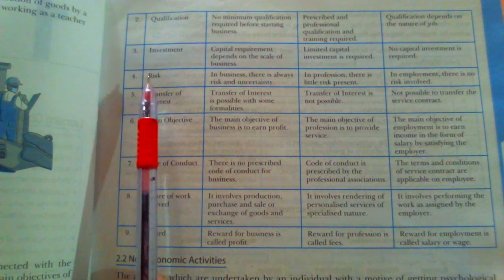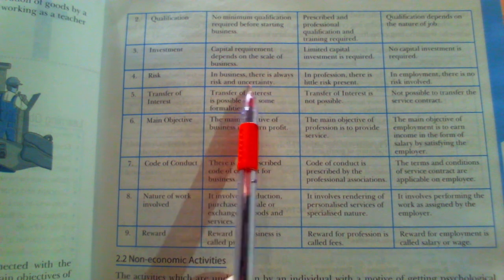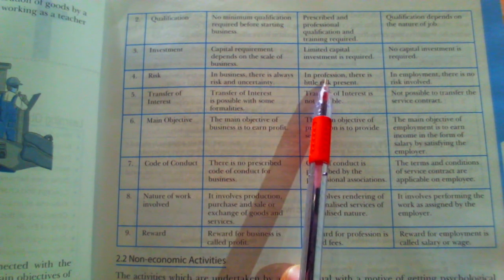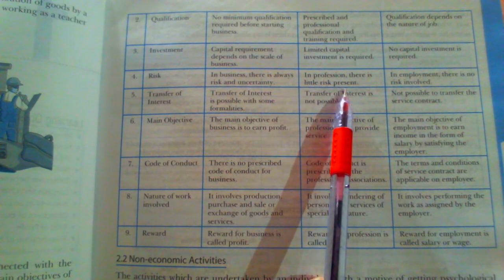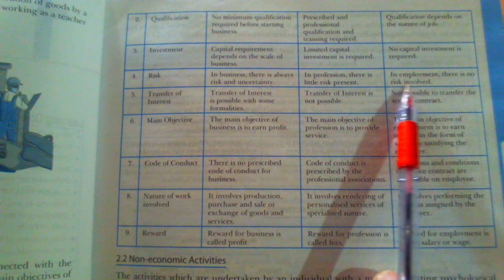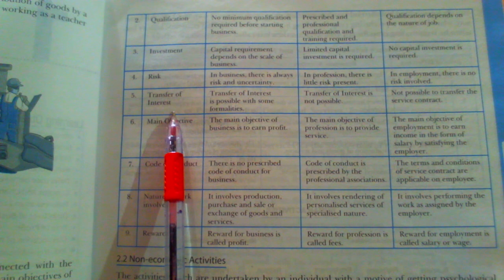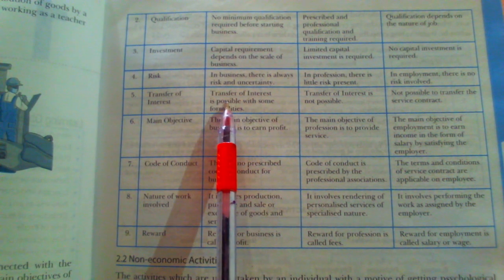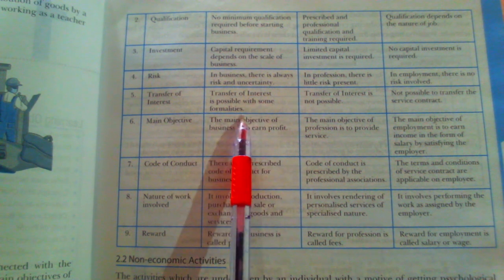Next difference is risk. In business there is always risk and uncertainty. In profession, there is little risk present. In employment there is no risk involved. Next difference is in terms of transfer of interest. In business, transfer of interest is possible with some formalities.